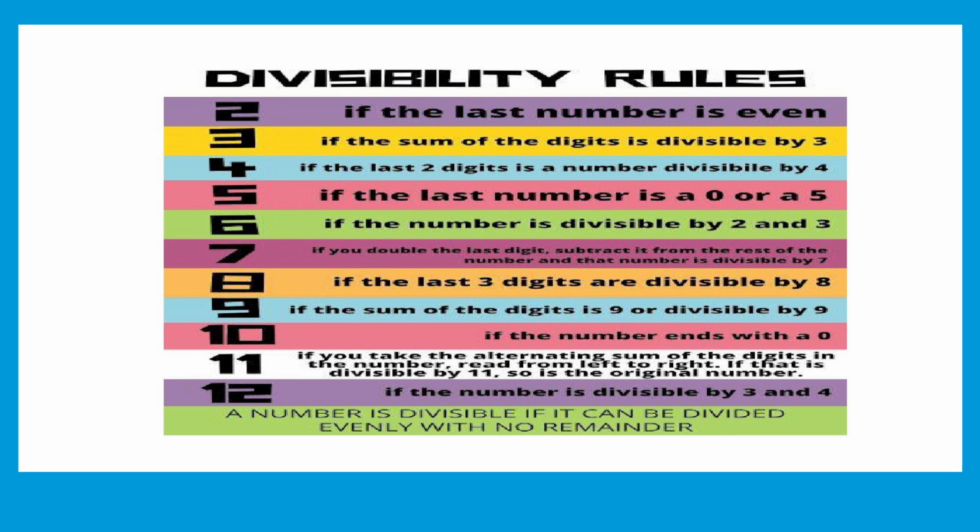Let's see how a number can be divisible by 11. We can see it quickly. If we take the alternating sum of the digits in the number, read from left to right. The important thing is to read from left to right, take the alternate digits and add them. If that result is divisible by 11, then the original number will be divisible by 11. For 12, if the number is divisible by 3 and 4, it will be divisible by 12. A number is divisible only if it can be divided evenly with no remainder.